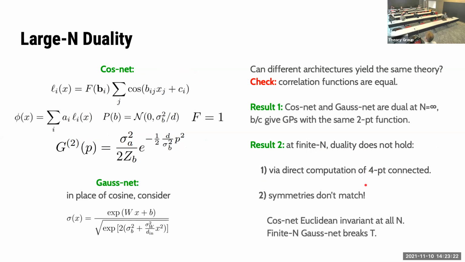So this is a case where you could imagine trying to study these two examples and perturbing away from large n and seeing how the presence or absence of the symmetries in the system affects the correlators. But this is a large n duality. That's my point. Very different looking neural network architectures give rise to the same statistics at infinite n, but not at finite n, and they even have different symmetries.